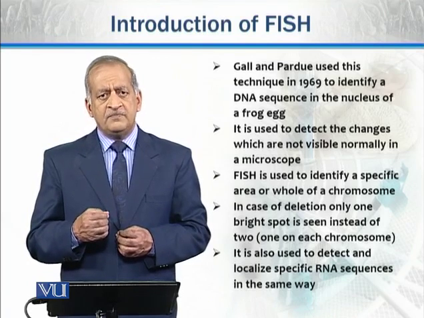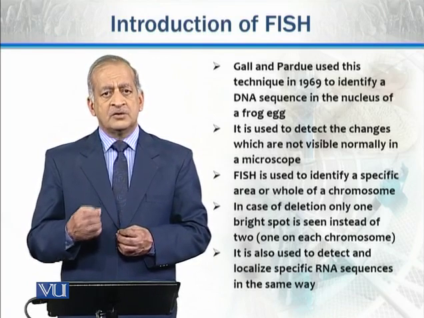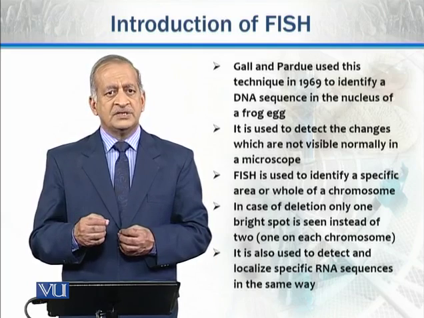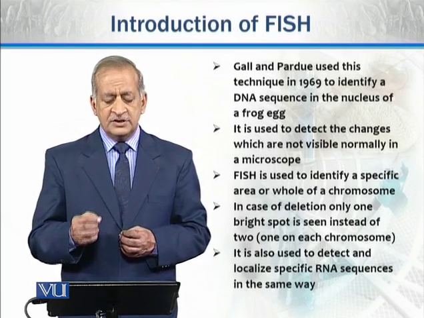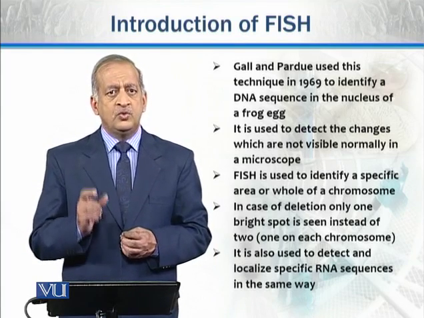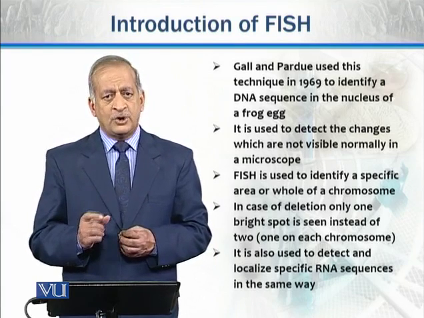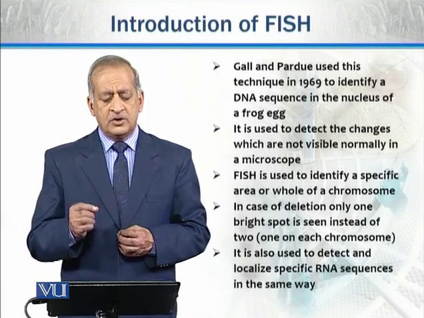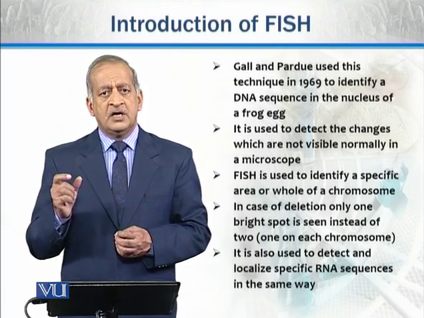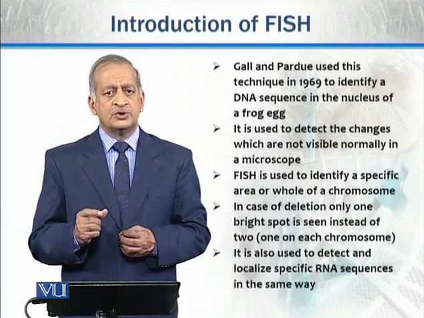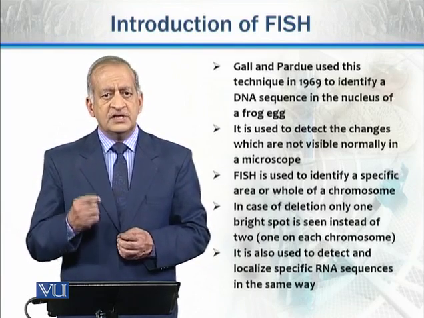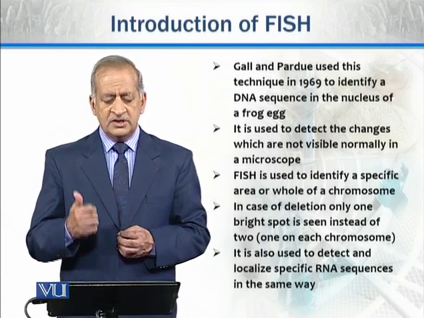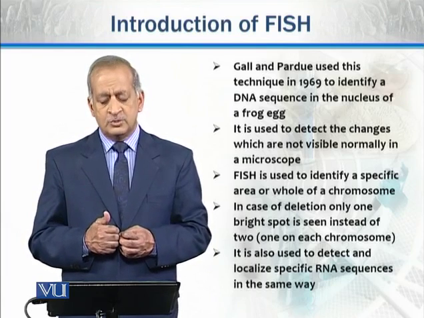In case of some deletion in a chromosome, we don't see that part in the chromosome as it has been deleted. So we are able to detect only one bright spot instead of two because during deletion, one of the part of the chromosome may be deleted. So instead of seeing two spots, we see only one bright spot in the chromosome.